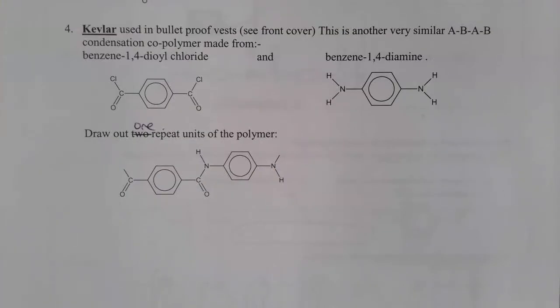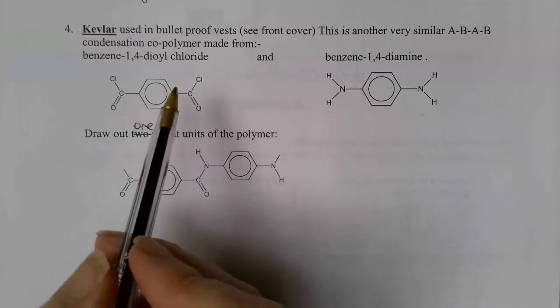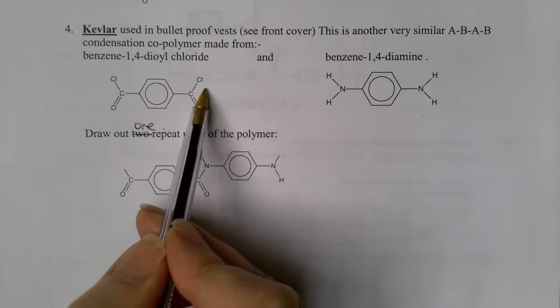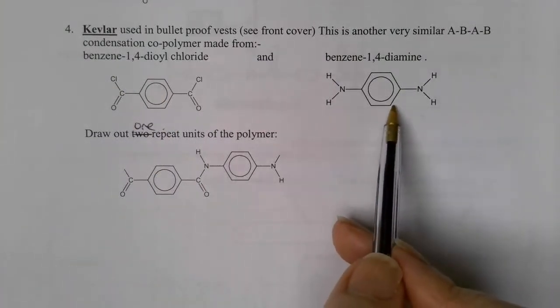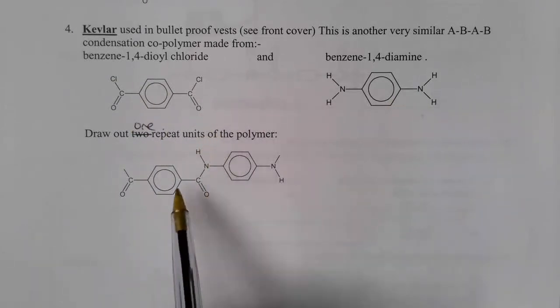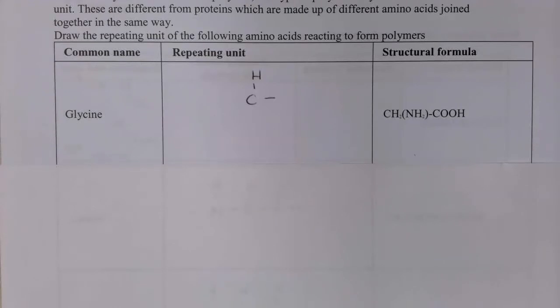And the last example on this page is Kevlar. So again, I've got a diacid chloride and I've got a diamine. I'm going to join those together to again make a polyamide. Because the amino acid contains both the carboxylic acid functional group and the amine functional group, they can join together to make polymers of only 1 monomer unit. They can also join together to make proteins, which are made up of different amino acids, but those amino acids are joined together in exactly the same way.